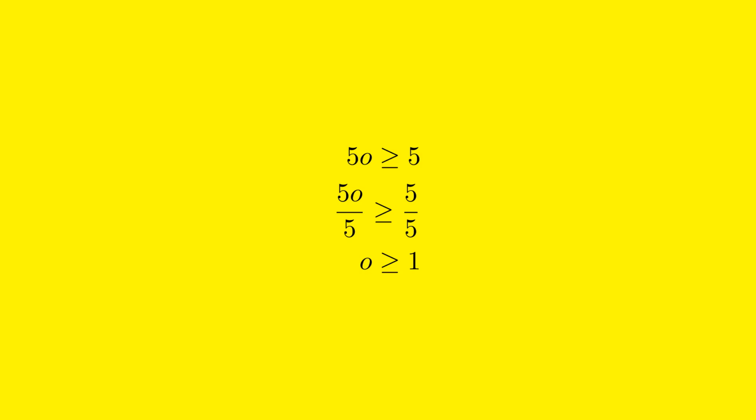This represents the complete solution to the inequality in its simplest form. In inequality notation, the solution is o greater than or equal to 1. In interval notation, the solution is written as the interval from 1 to positive infinity.